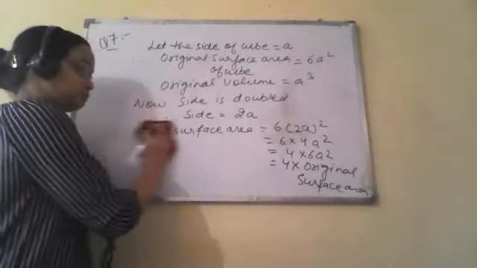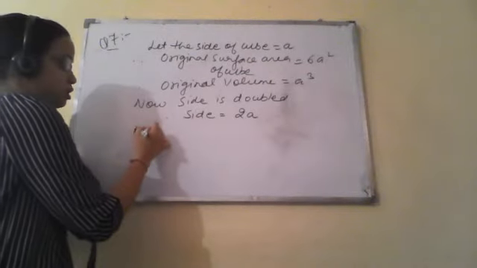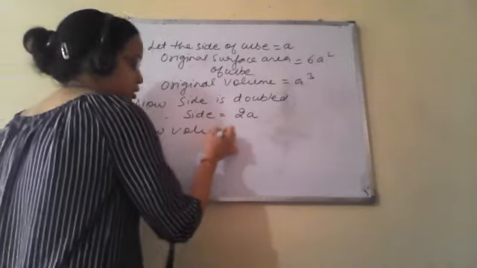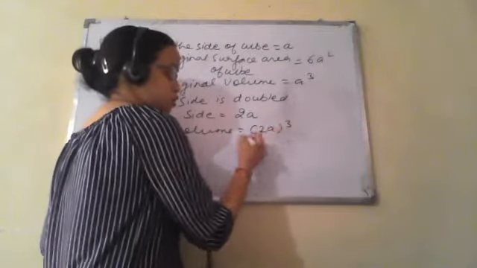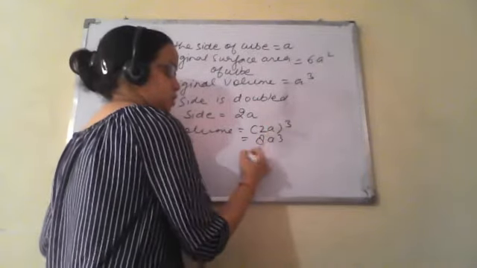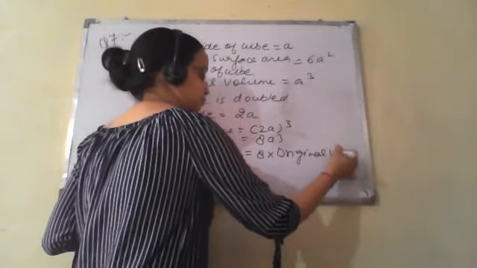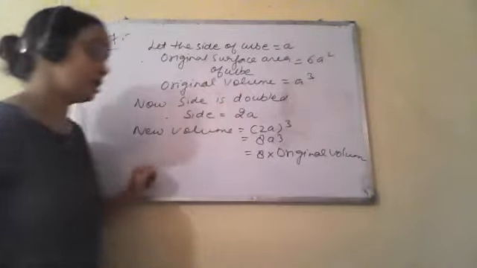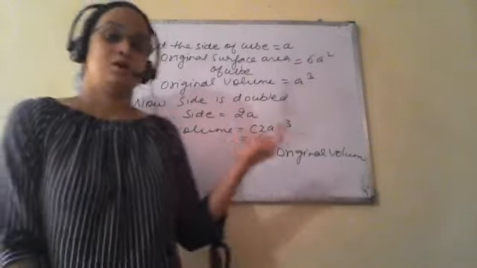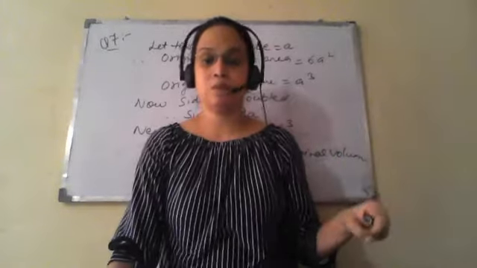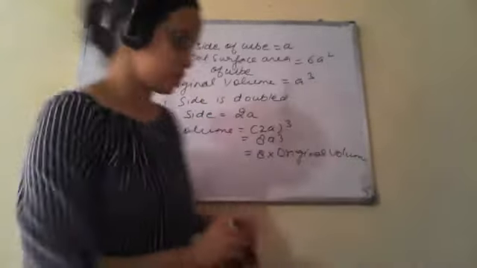Now, what is the effect on volume? Side is double, so new volume will be a cube. Now, in place of a, we have 2a. It will be 2a cube. So, cube of 2 is 8 and it is a cube. So, it is 8 into original volume. So if the side is double, volume becomes 8 times its original volume. On doubling the side, surface area becomes 4 times and volume becomes 8 times. Now last question, question number 8.